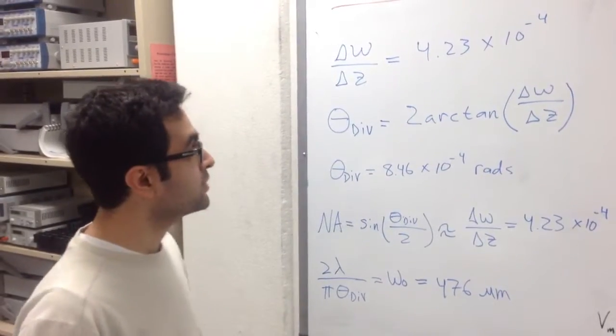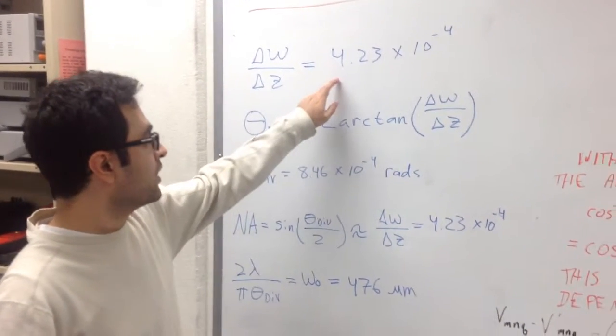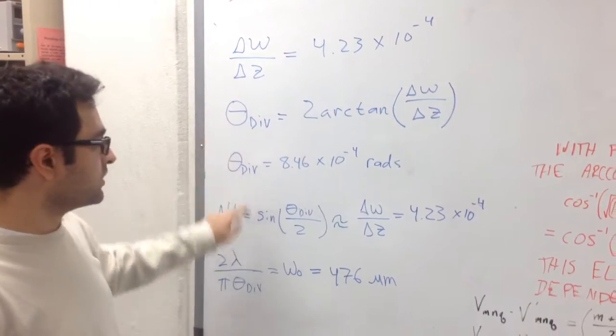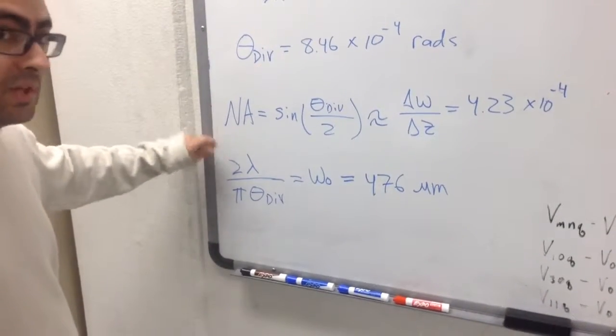For the third experiment, we used a beam scope to measure the beam diameter at 3 different distances. From there, we found the slope. Using the slope, we found the divergence angle, the numerical aperture, and the waist diameter. This was for a helium neon laser.